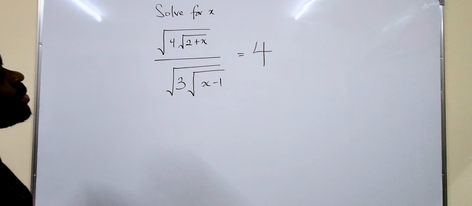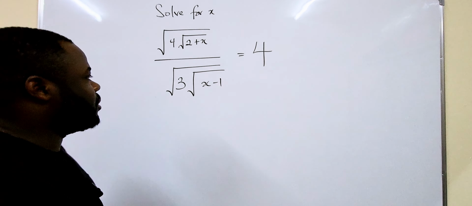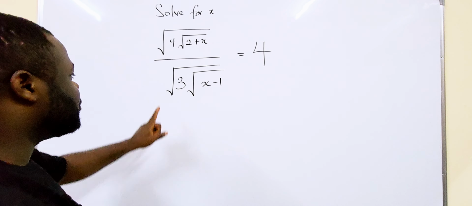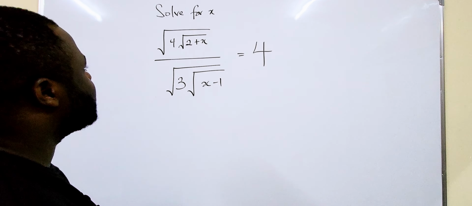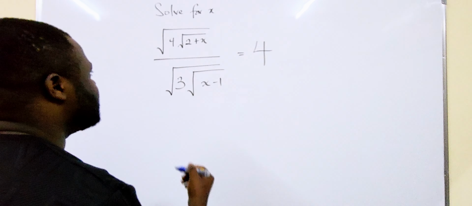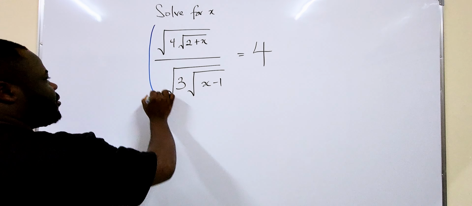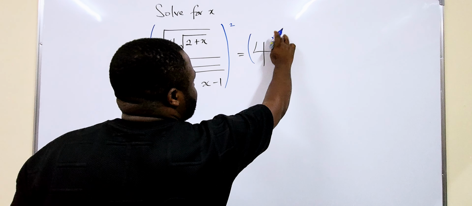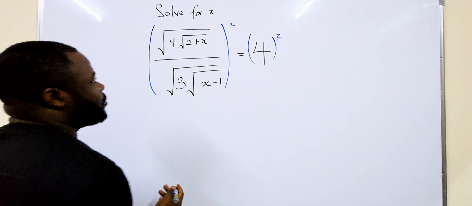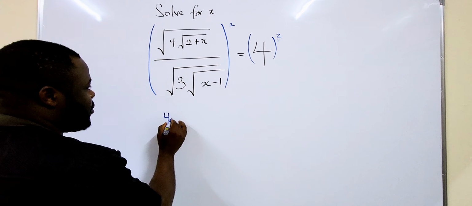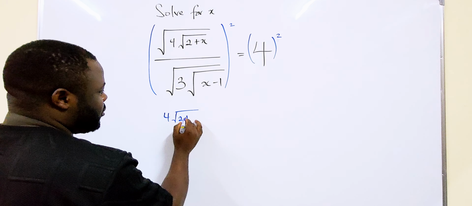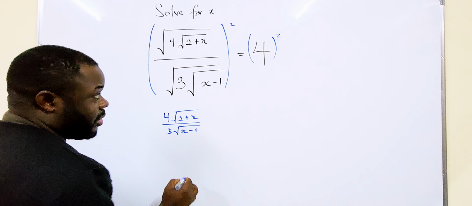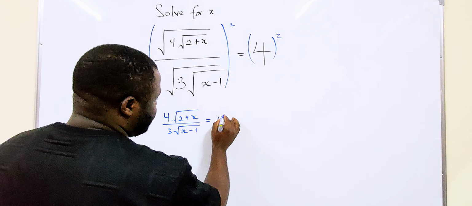Okay, we have this radical equation and we're asked to find the value of x. So basically what you have to do is remove these two radical signs, the square roots, by squaring both sides. So I'm going to square both sides. By doing this, I'll now have 4 square root of 2 plus x over 3 square root of x minus 1, and 4 squared is 16.